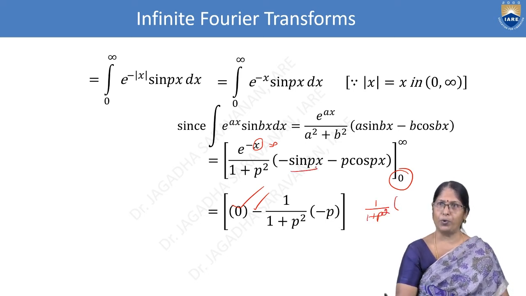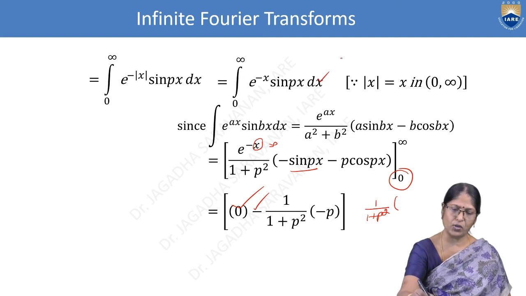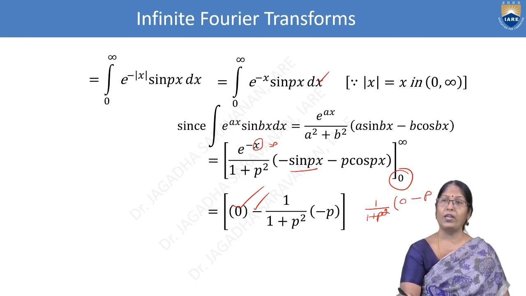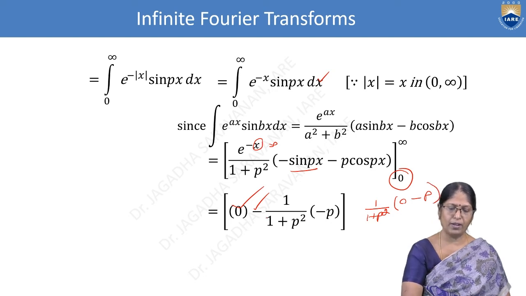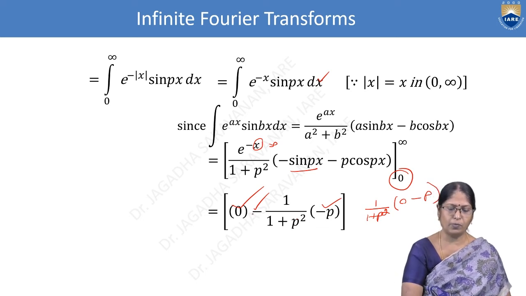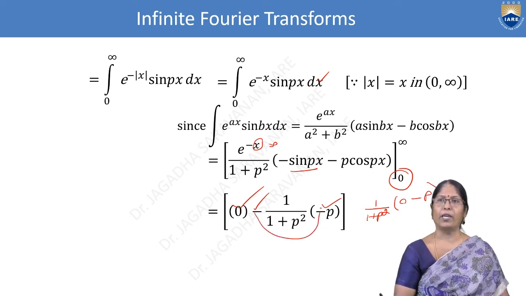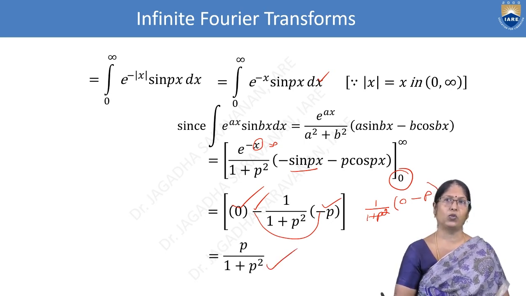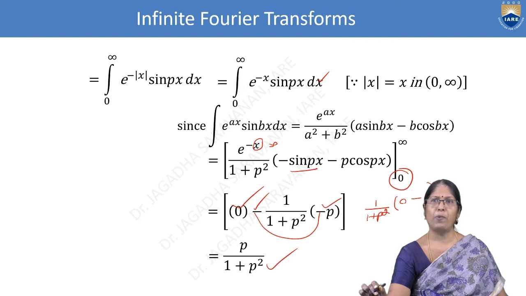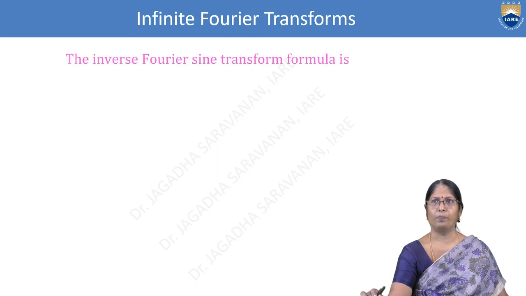Here in the place of x we put 0, because we did the integration with respect to x. So sin 0 is 0, minus p, cos 0 is 1. So p into 1 is p, and here we have minus p by 1 plus p square. This minus becomes plus. Finally we got p by 1 plus p square. So for the function e power minus mod x, we found the Fourier sine transform.